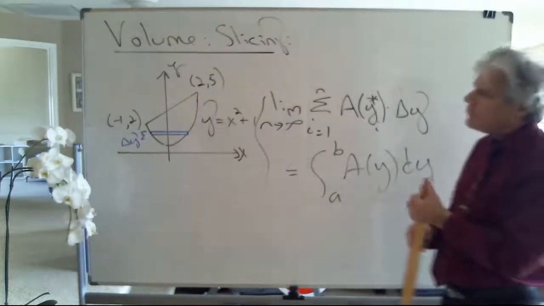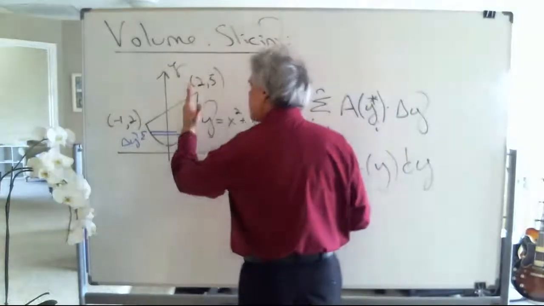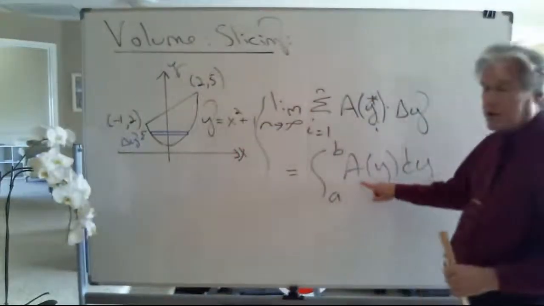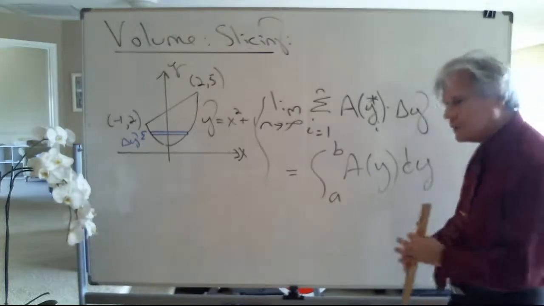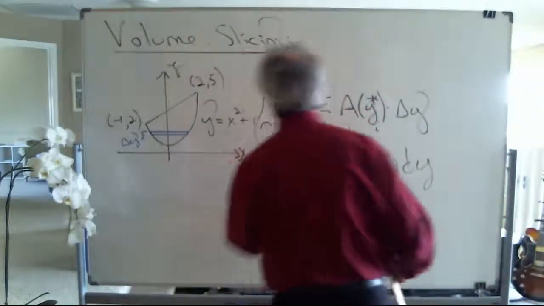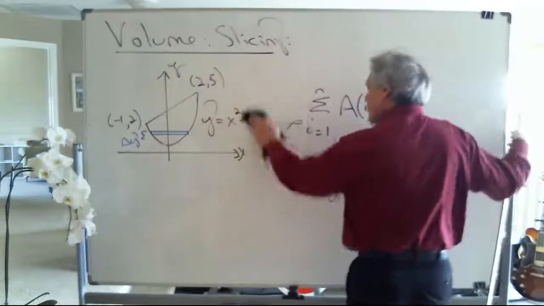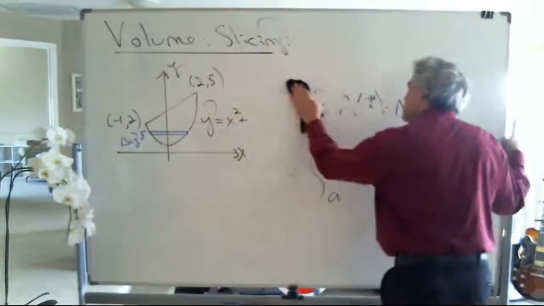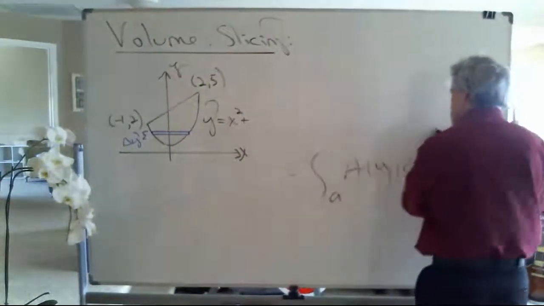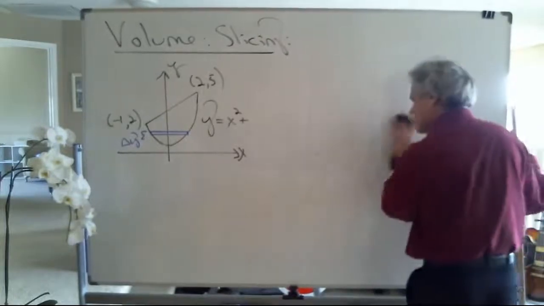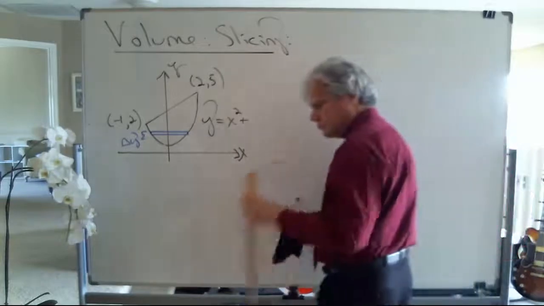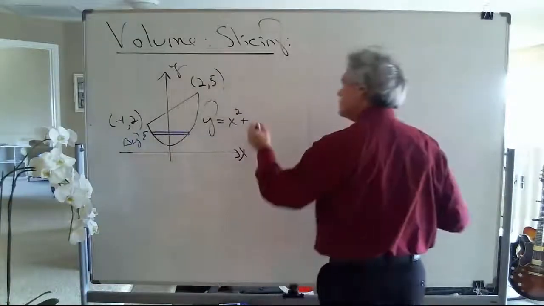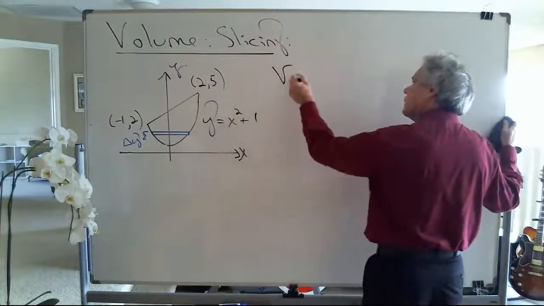Now, of course, if my cross-sectional slices were perpendicular to the x-axis, this would be an area function in x. This will be a dx. So let me dive in, in setting up an integral to compute the volume.